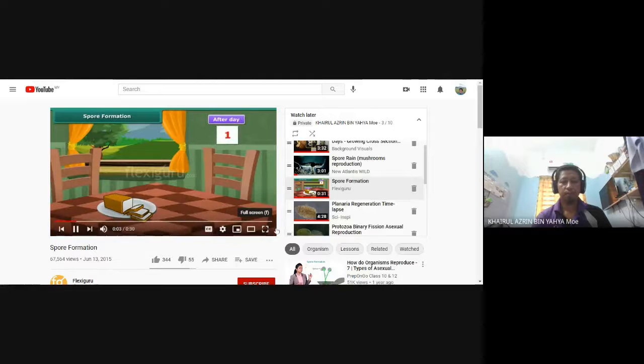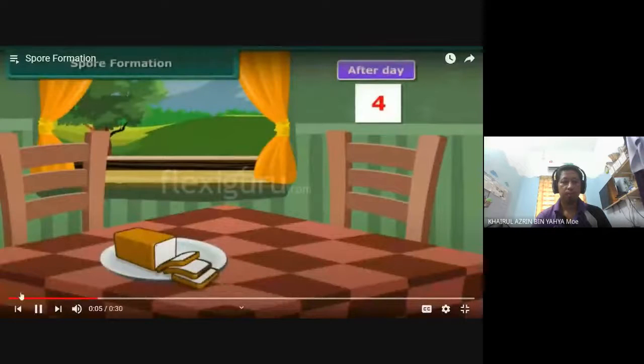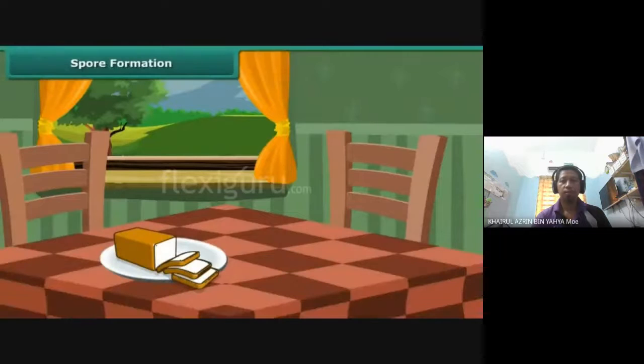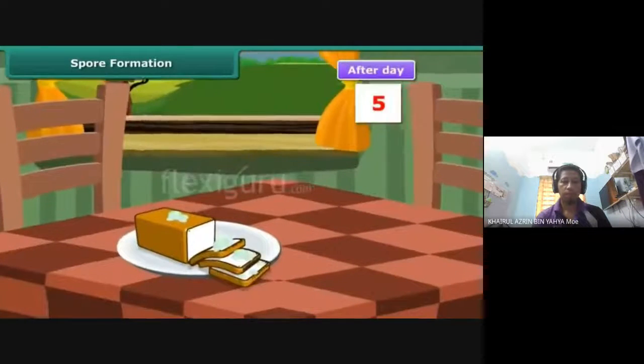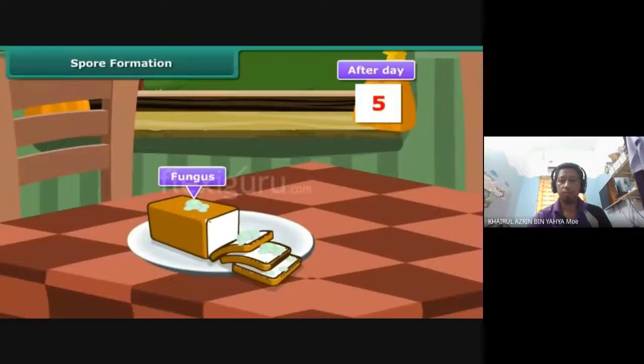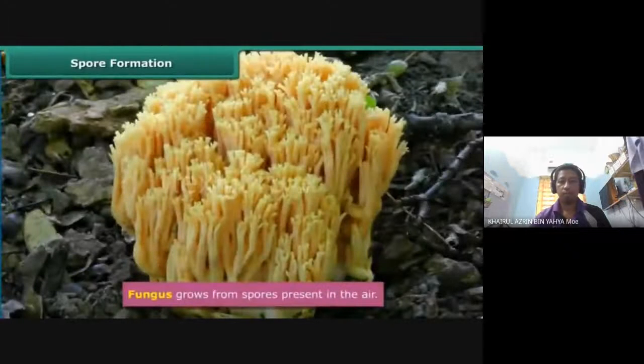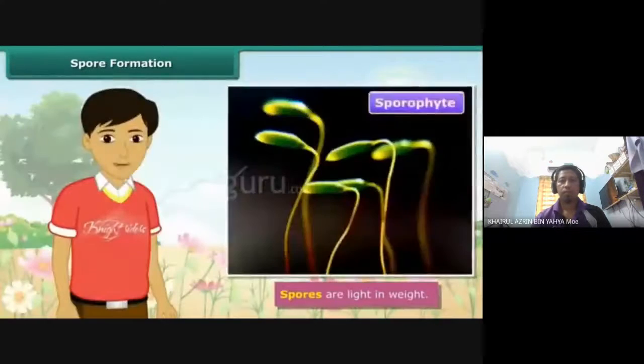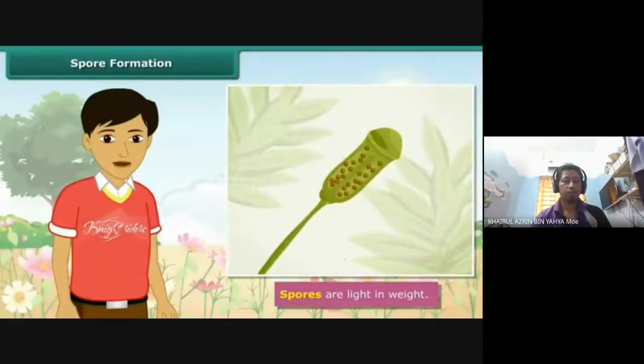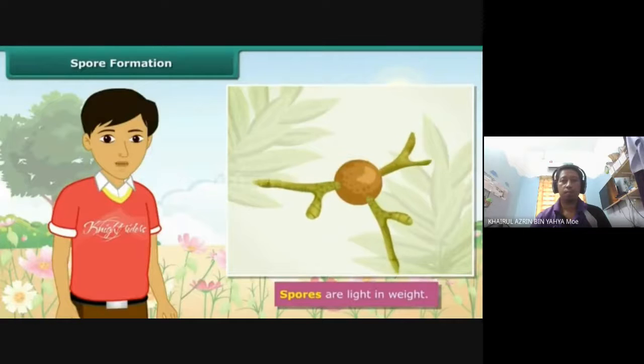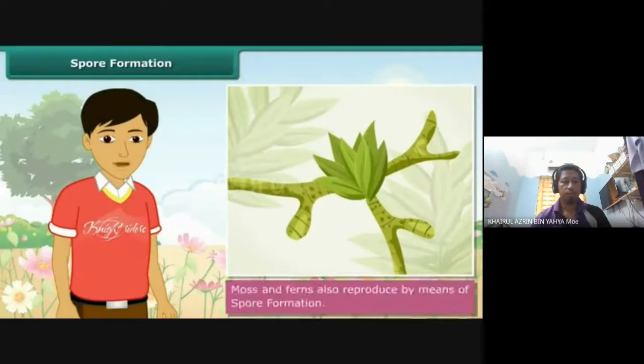What happens if we keep a piece of bread in warm conditions for a few days? Yes, we will notice blue-green fungus grown on it. Fungus grows from spores present in the air. The spores are light in weight, so they keep floating in the air. Under suitable conditions, they germinate and develop into new individuals. Plants such as moss and ferns also reproduce by means of spore formation.